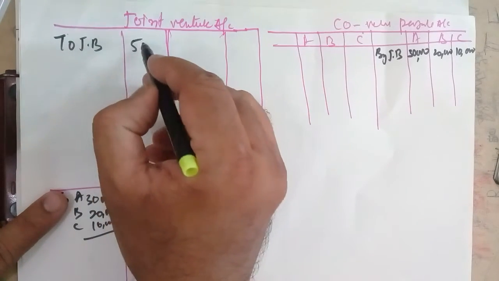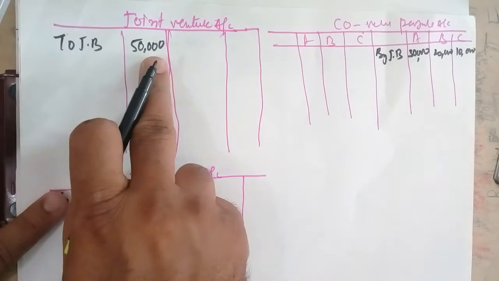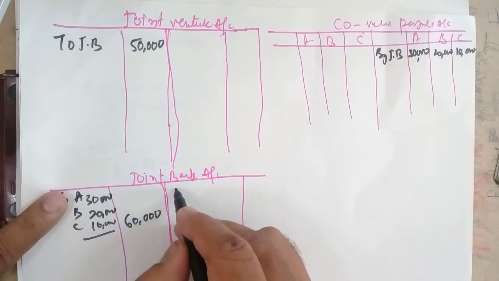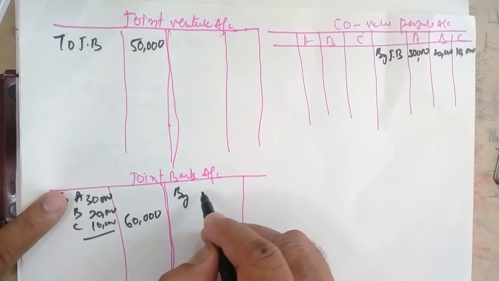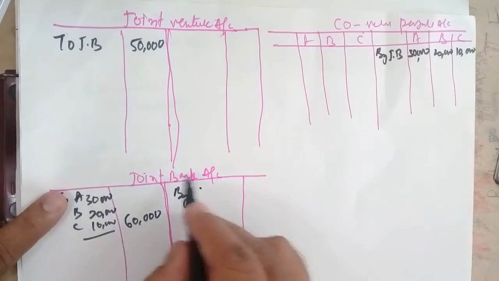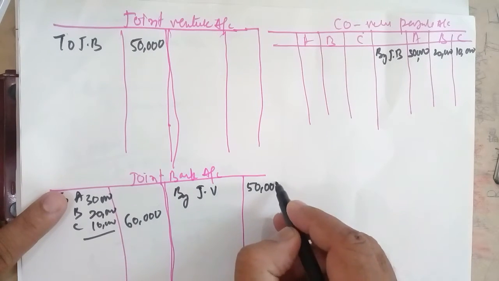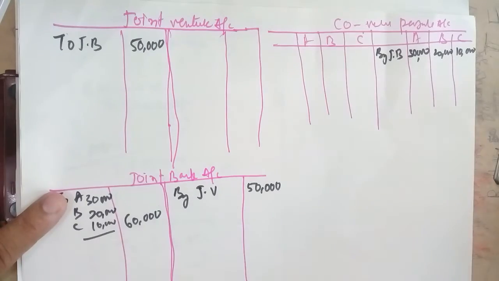How much? We are purchasing 50,000 worth of machinery. So it is an expenditure debited to joint venture. In joint venture by, to joint bank we have written. In joint bank by joint venture we are making the payment. 50,000 we are losing, going out. Once this payment is done, next what has happened?